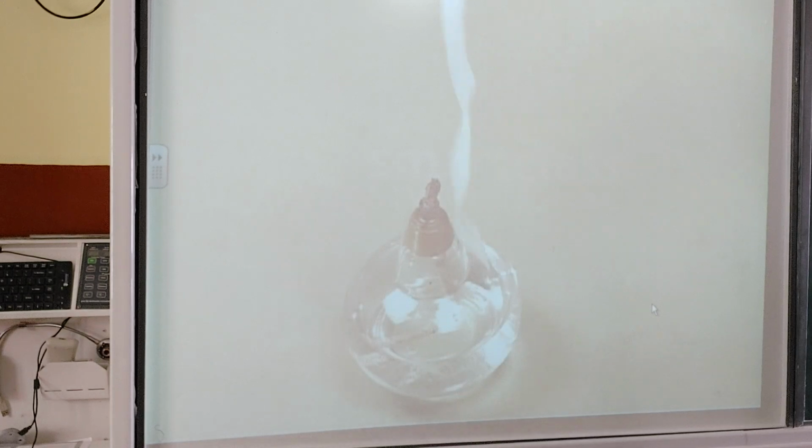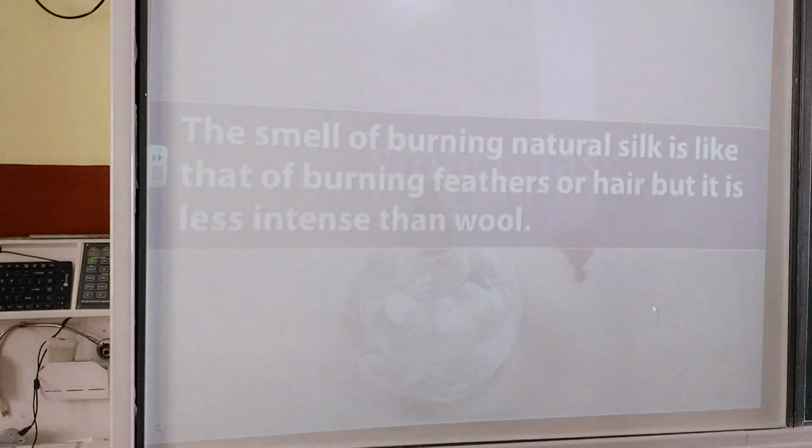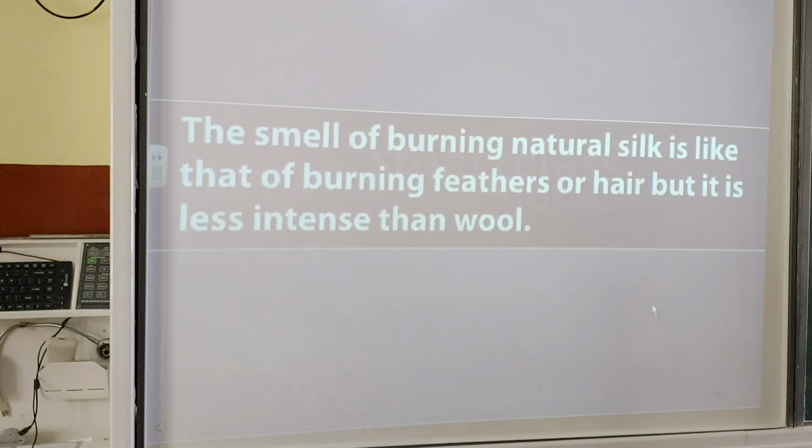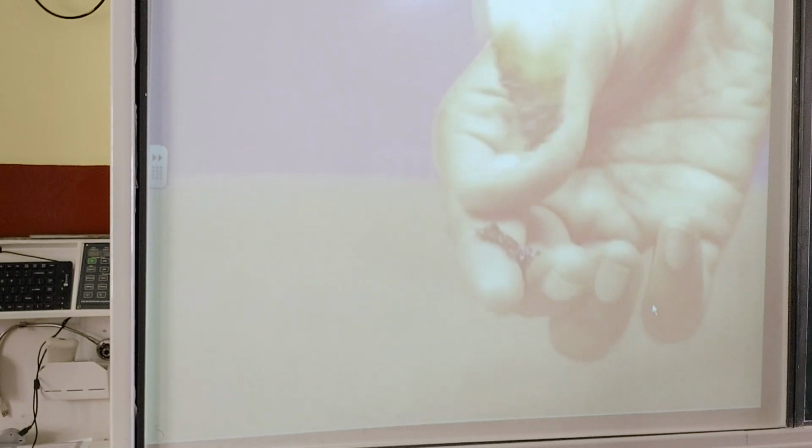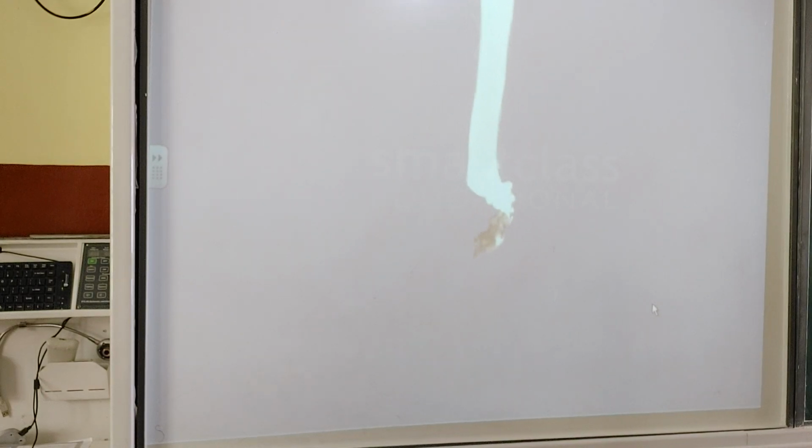Now we burn natural silk. It burns with little smoke and no flame. When removed from the flame, it continues to burn, but with difficulty, and ultimately extinguishes. The smell of burning natural silk is like that of burning feathers or hair, but it is less intense than wool. The ash is round, crispy, shiny black beads and can be crushed easily. At last, burn a synthetic silk fibre. The synthetic silk also melts down as in the case of synthetic wool.